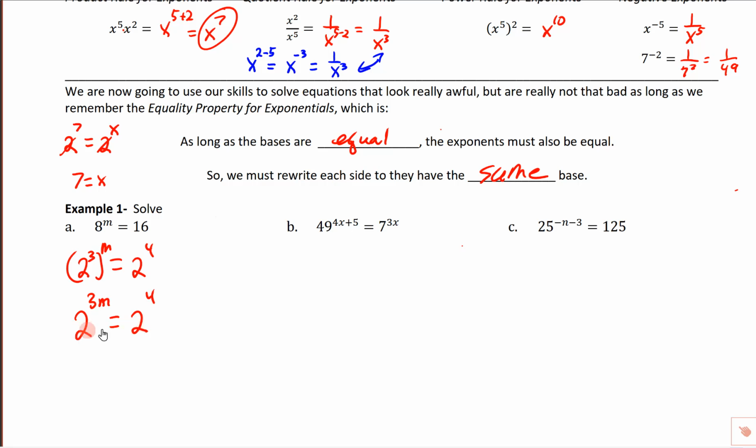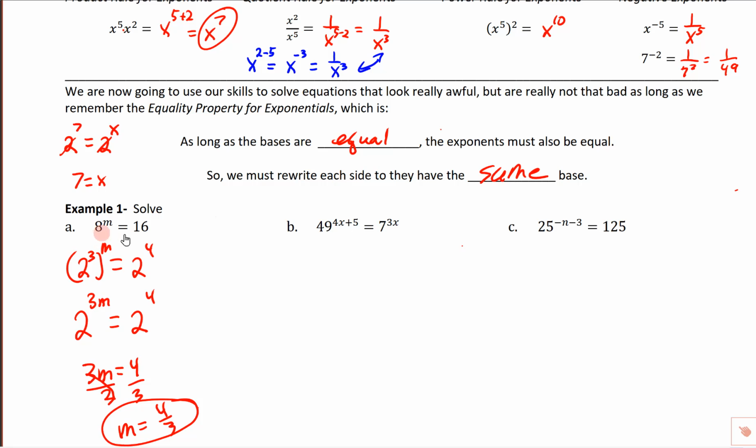Now, you'll notice what I've got here is the same base. I've got 2. Well, this is the same issue I had up here, so I can drop those bases, and I can say 3m equals 4, and then I just have one step to finish this off. I want to get the variable by itself, so I'm going to divide by 3. We're going to cancel those, and I end up with 4/3, and that would be the answer. We probably want to leave it as a fraction. We don't want to write it as a decimal, 1.3 repeated or something like that.